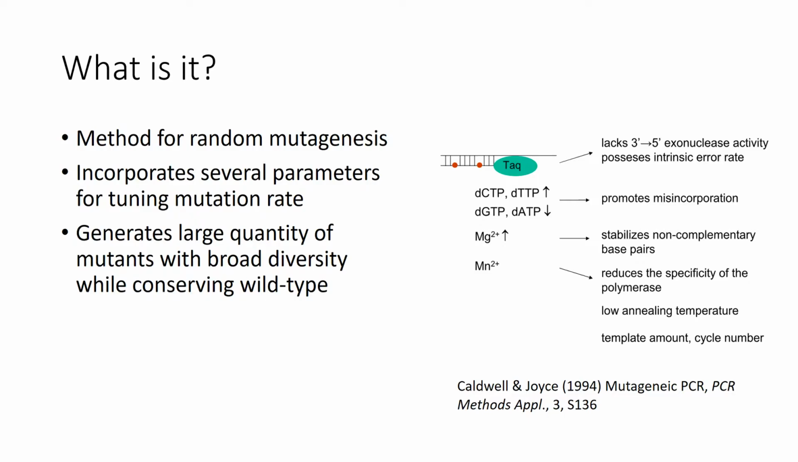Template DNA from the protein of interest undergoes PCR with Taq polymerase, which provides a base error rate. To increase this rate, magnesium and manganese ions can be incorporated to stabilize nonspecific pairing, along with 8-oxo-dGTP and dPTP. As well, additional cycles can be run to increase the number of errors. By altering these parameters, we can effectively tune the error rate for our application.